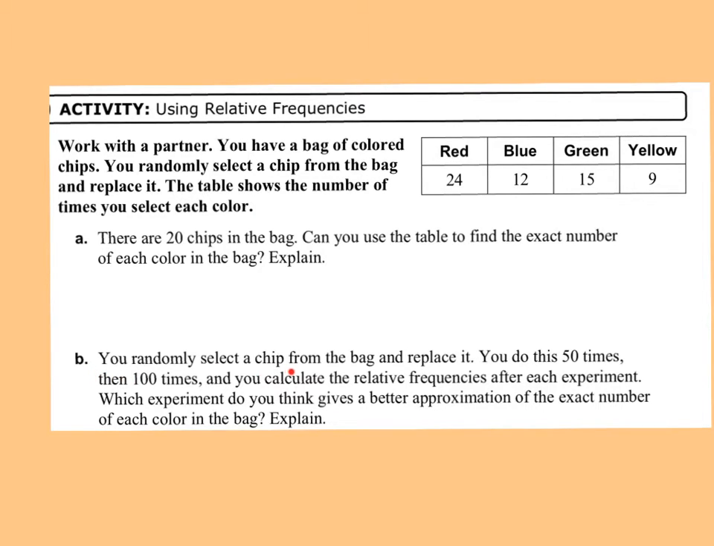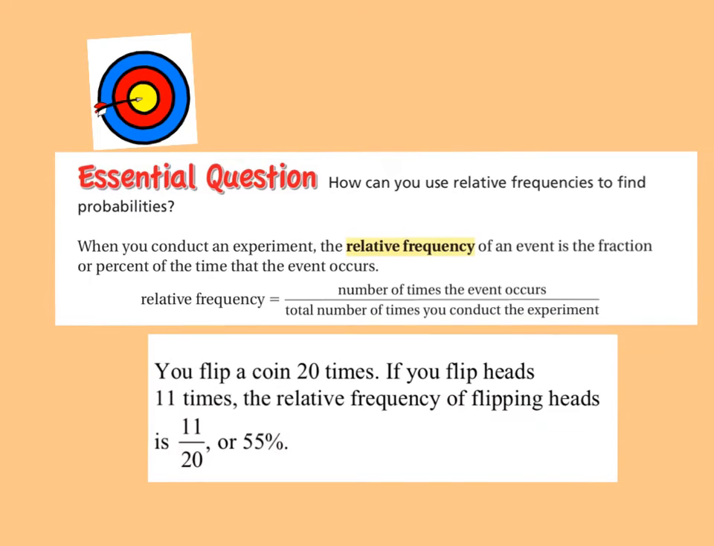Question B says you randomly select a chip from the bag and replace it. You do this 50 times, then 100 times, and you calculate the relative frequencies after each experiment. Which experiment do you think gives a better approximation of the exact number of each color in the bag? Explain. Well, in this case, doing it 100 times would give us a better approximation because as you increase the number of trials in your experiment, you will have more accurate information.